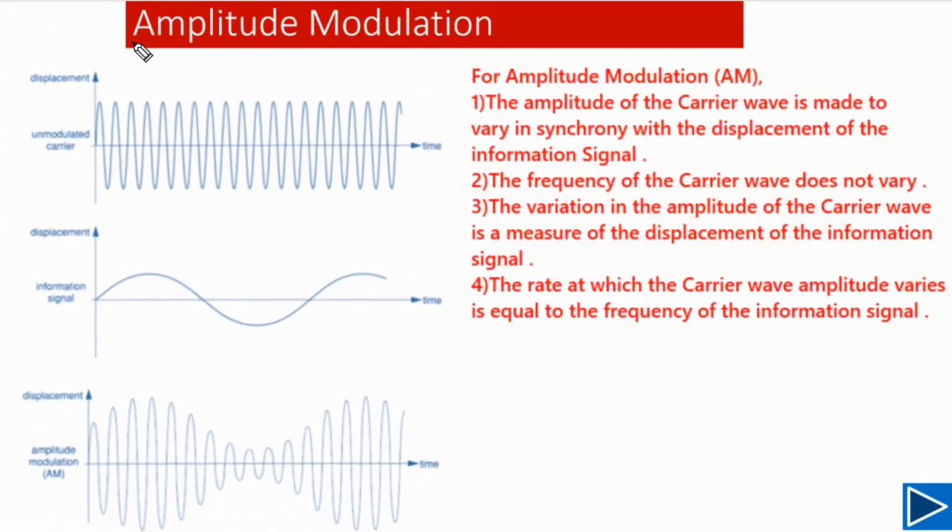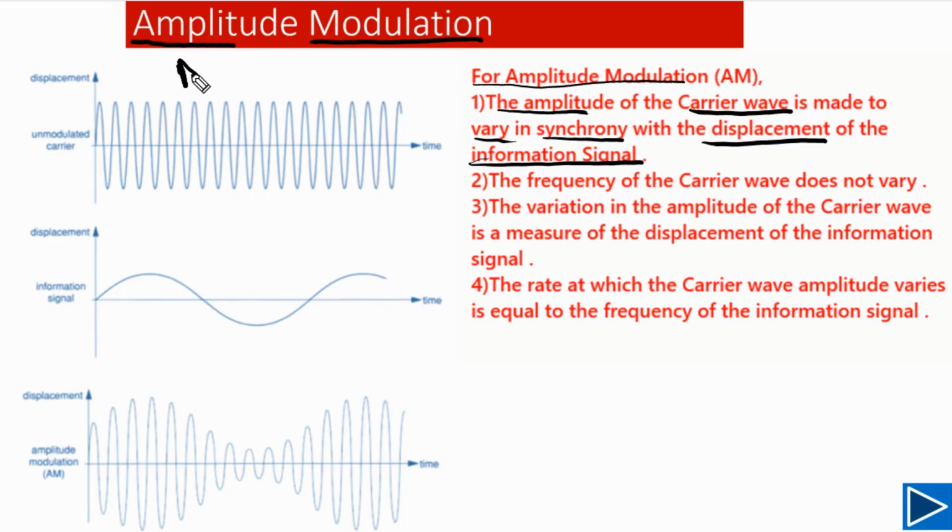First of all, let's try to understand what is amplitude modulation. For amplitude modulation, the first thing we need to understand is that the amplitude of the carrier wave is made to vary in synchrony with the displacement of the information signal. What exactly does it mean? It simply means that the amplitude of this modulated wave is depending on the information signal and it is depending on the amplitude of the carrier wave.